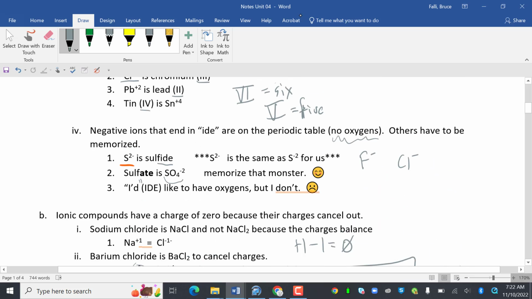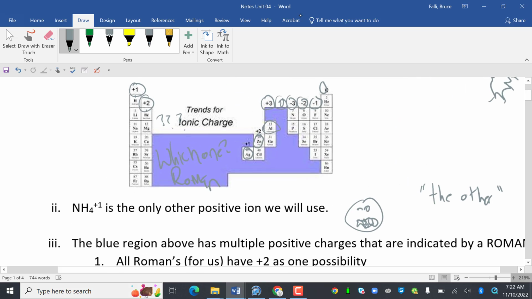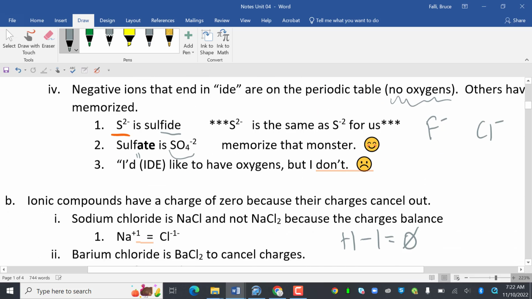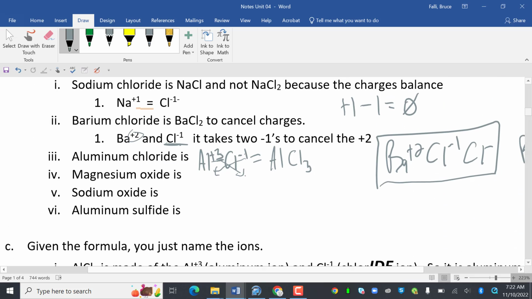Magnesium oxide. Magnesium plus 2, oxide minus 2. They equal each other, right? So if they equal each other, it's Mg plus 2, O minus 2 equals MgO. Notice, don't leave those charges hanging.